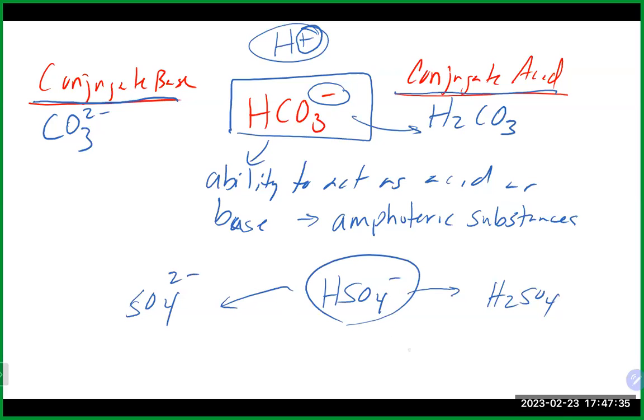So a lot of guys that look like that, with a hydrogen and a negative charge, have that ability to go both ways. We'll talk about later on how you could maybe determine which way it will go, but they are what are referred to as amphoteric substances. Any questions on Brønsted-Lowry acids and bases?